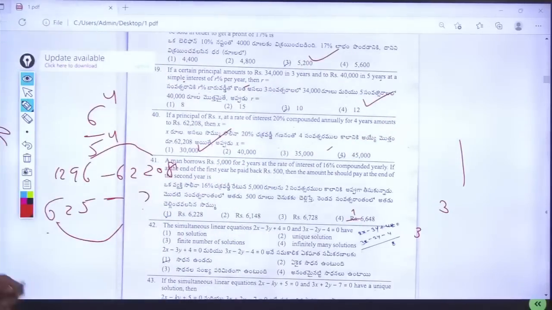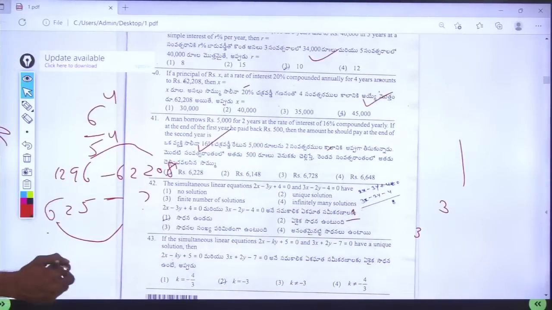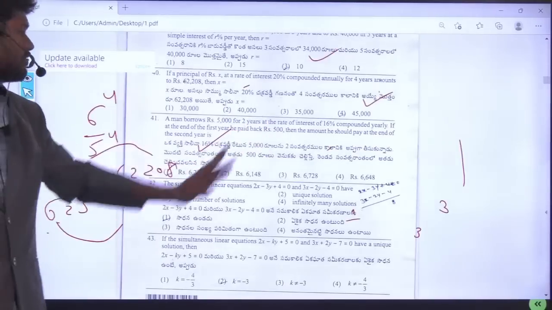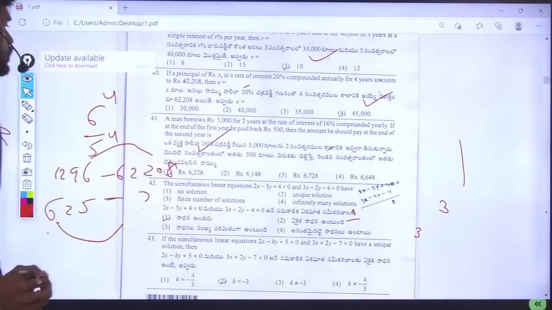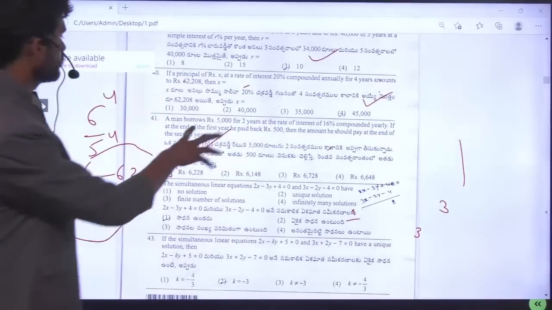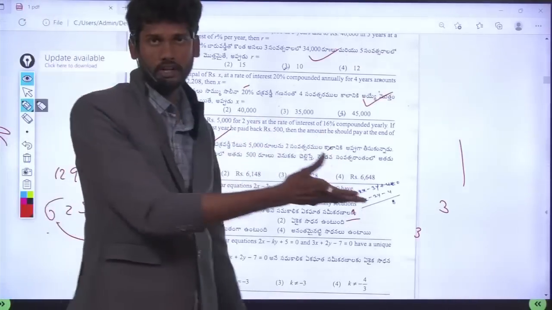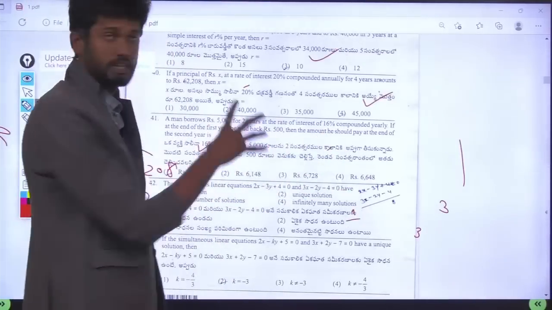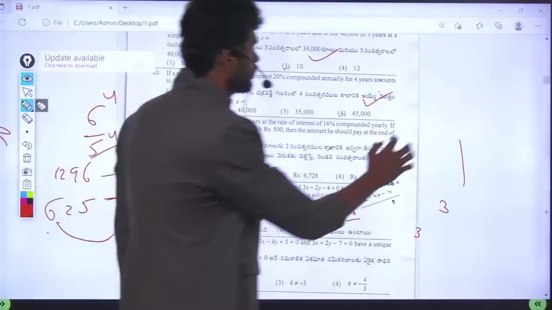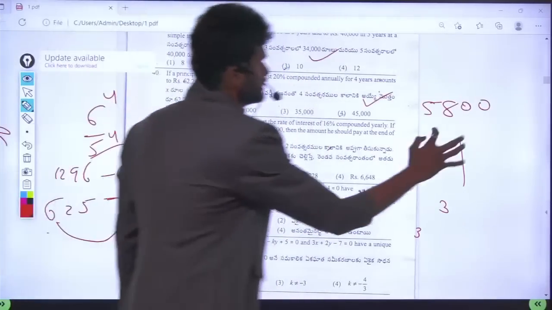Next, 41. A man borrows 5,000 for 2 years at a rate of interest of 16% compounded annually. If at the end of the first year he paid back 500 rupees, then the amount he should pay at the end of the second year is asked. Look, it is 5,000 and they said 16%. For the first year 16% interest comes: 1% is 50, so 16% is 800. The total becomes 5,800. Here, since I pay 500, we have to subtract 500.